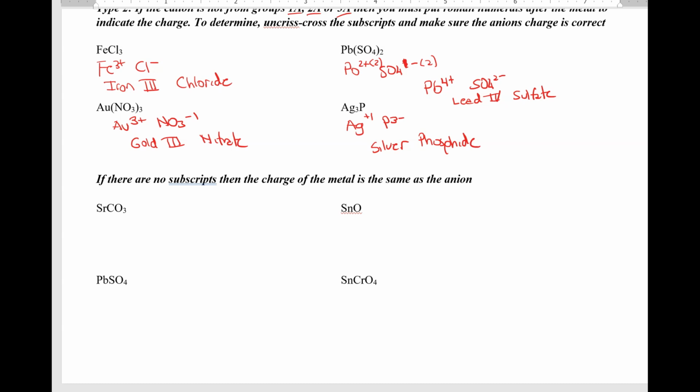All right, what if there are no subscripts? Well, if there's no subscripts, then the charge is going to be the same as the anion. So what does that exactly mean? All right, for this one, you notice there's no subscripts, right? So when I crisscross it, I would have ended up with this. Sorry, 1, 0, negative 1. We know carbonate's a negative 2, so we have to multiply it by 2, multiply it by 2, and we get the correct charges, positive 2, negative 2. Now we're good.